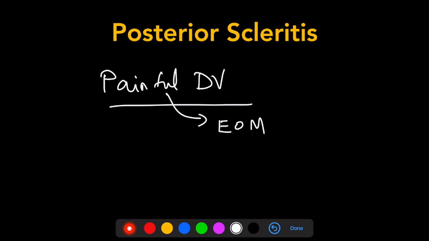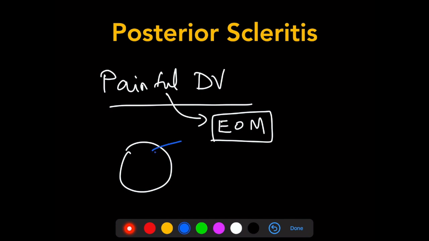Now, why is there pain on extraocular movements? Because there is scleral edema. There is an edema of the sclera in posterior scleritis also, and this is where the extraocular muscles get inserted. Let's say these are the extraocular muscles getting inserted. So at the insertion point, you have pain. So there is edema there. So when the patient moves the eyes, you can have pain on extraocular movements. Right, that is one thing.